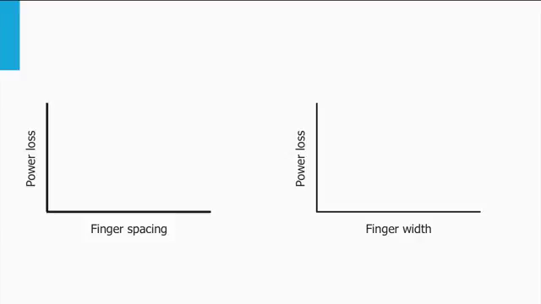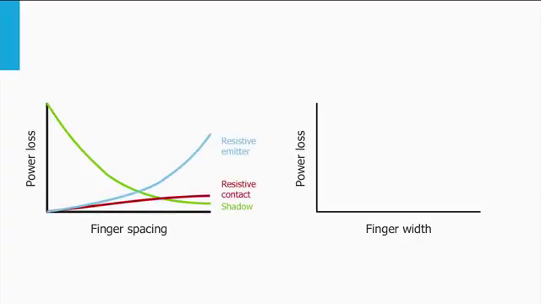Let's look for a moment at the relation between losses and the finger spacing. With increasing finger spacing, the power losses of the solar cell due to shading decrease. In contrast, the losses due to resistivity in the emitter layer and the metal fingers increase. This means that the total loss has a minimum.